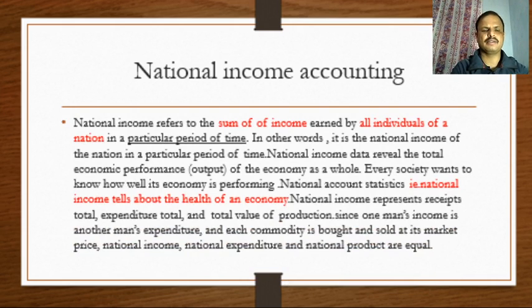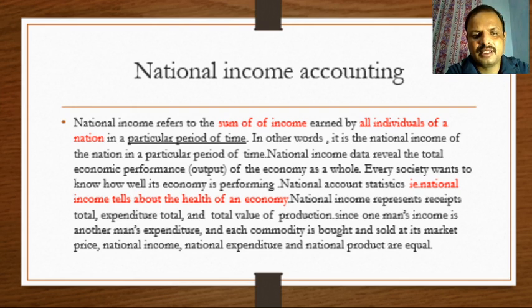Now we talk about national income. What is national income? National income refers to the sum of income earned by the individuals of a nation in a particular period of time. In other words, it is the national income of the nation in a particular period of time. National income data reveal the total economic performance, that means output of an economy as a whole. Every society wants to know how well its economy is performing.